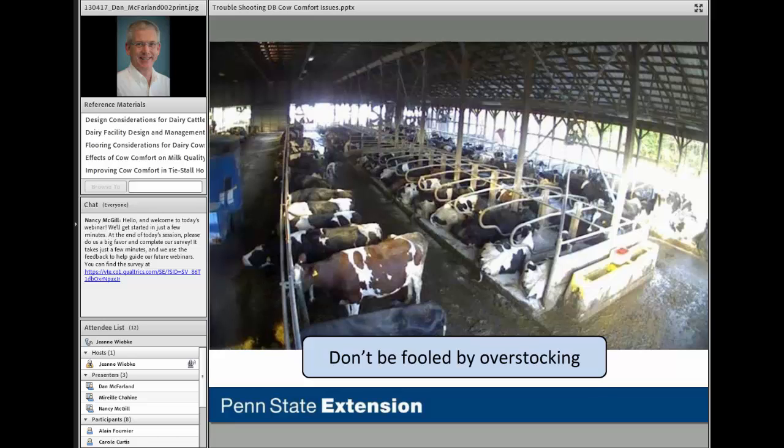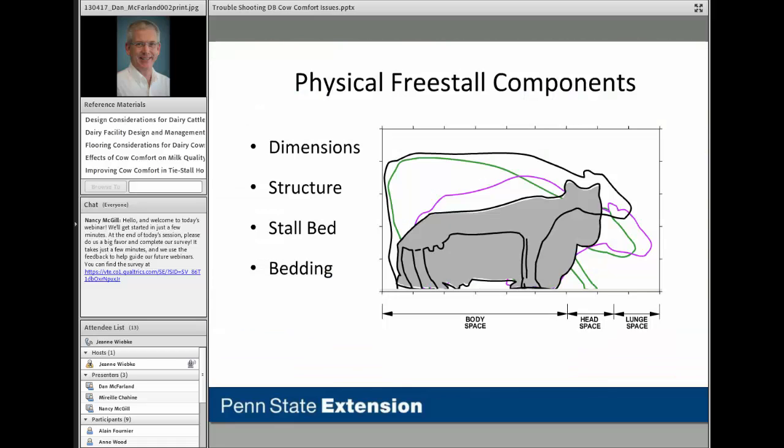And don't be fooled by overstocking. Here the stall design was very good and the comfort was very good as well, as you can see by the very good acceptance of the cows in this particular shot. So if you look at the cow comfort index and the stall use index here, it's very close to 100%. However, there's 114 cows and 81 stalls available, so about 1.4 cows per stall. So quite excessive overpopulation, which leads to this type of stall use. And so don't be fooled by that overcrowding. While the stall design is good, the overcrowding is not working very well in that herd.